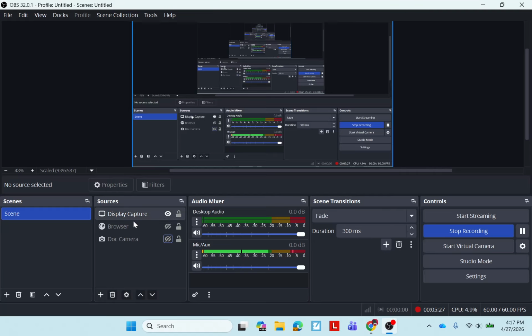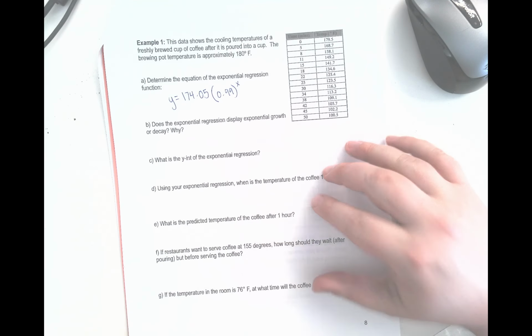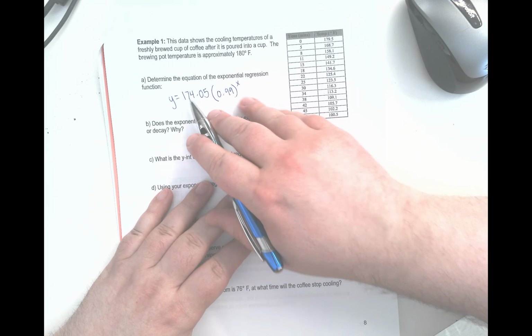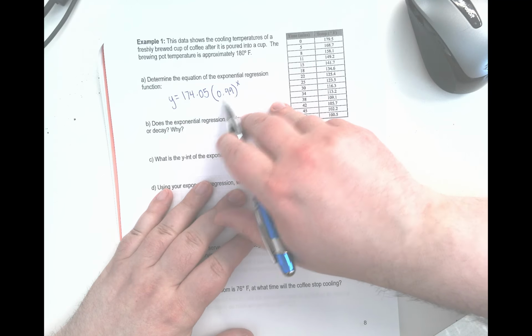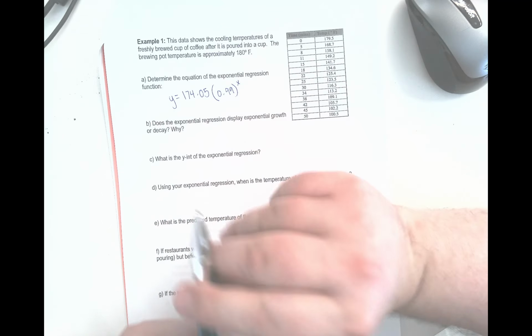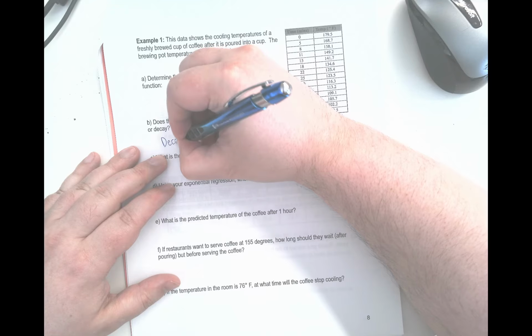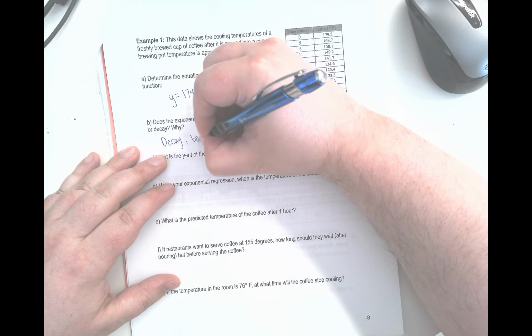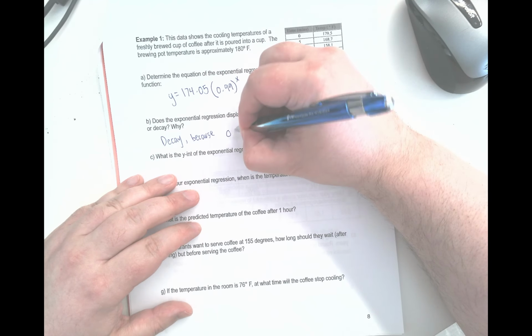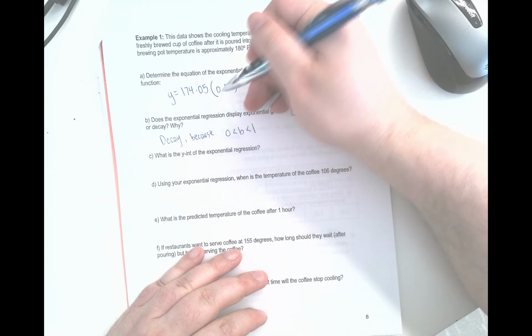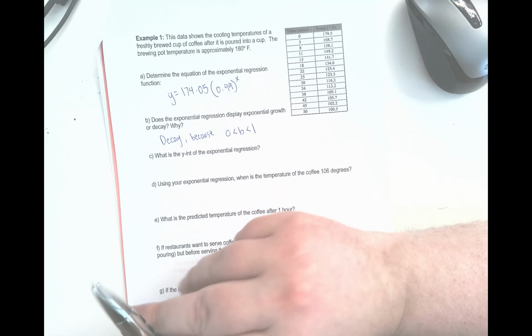So I'm going to switch back here to the video, and we've got that written down here. So y equals 174.05 times 0.99 to the power of x. Part B says, is it exponential growth or exponential decay, and why? We've already talked about this a little bit. It is decay, and you can give whatever reason for a decay that you want. I'm going to use a mathematical reason, because 0 is less than b is less than 1. So my b value, 0.99, is between 0 and 1.